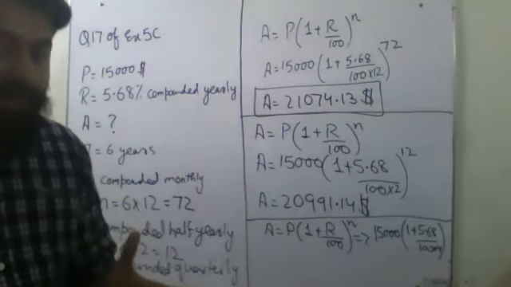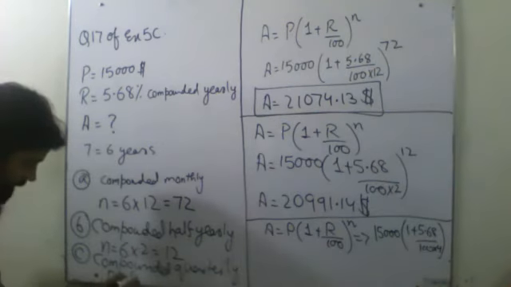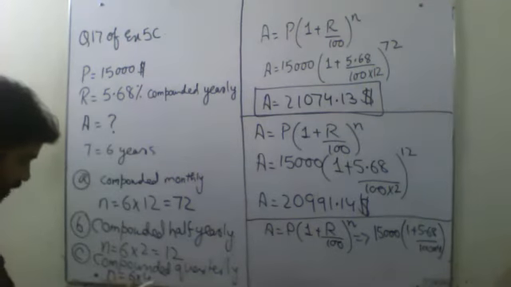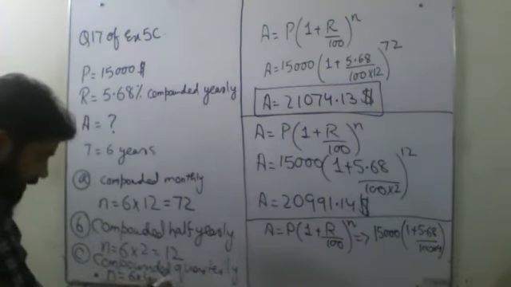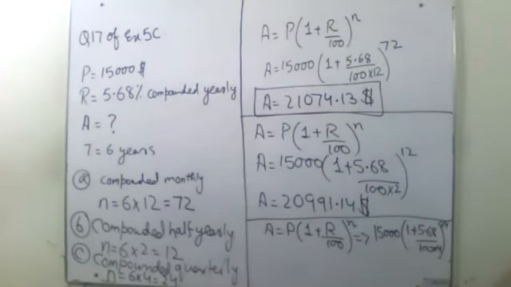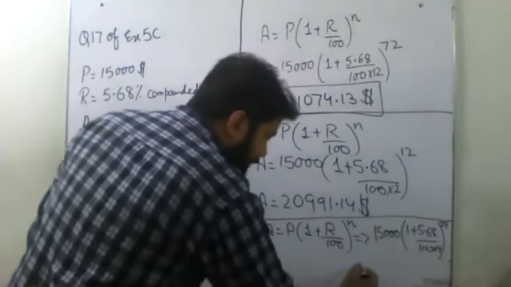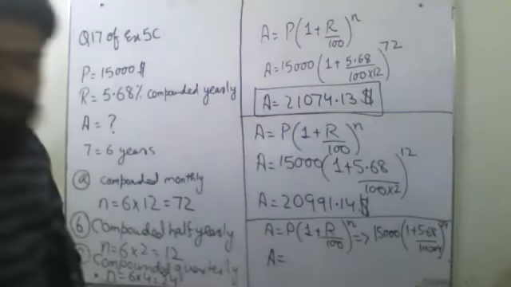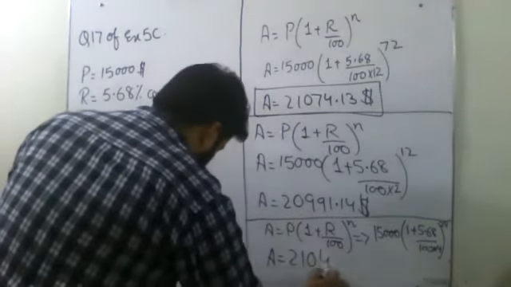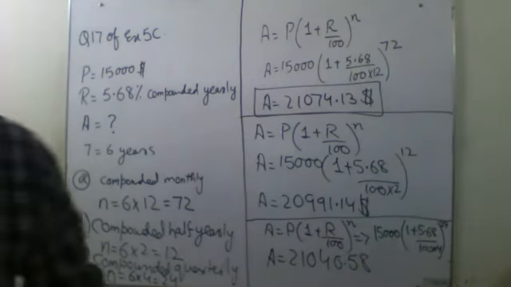What will be the value of n? Okay, so I have got 6 years. In a single year, I have got 4 quarters. So the total number of quarters in all will be 6 fours are 24, and I'm going to put 24 over here. Okay. When I simplify it using a calculator, my amount is coming 21040.58. The third part is not in the book. I have given it by myself.